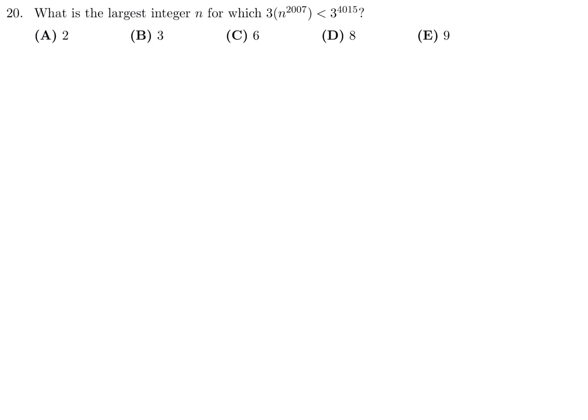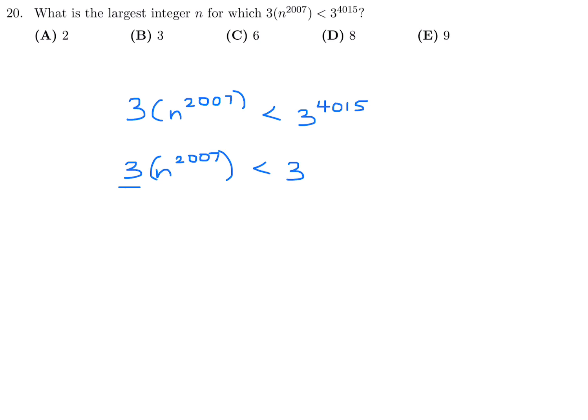What is the largest integer, n, for which 3 times n to the power of 2007 is less than 3 to the power of 4015? 3n to the 2007 is less than 3 to the power of 4015. Well, the first thing I'd like to do is get rid of this 3 here. And I can do that by breaking up 4015 into 1 and 4014. It's perfectly allowed to do that. And if you do that, you do indeed get rid of those 3's.